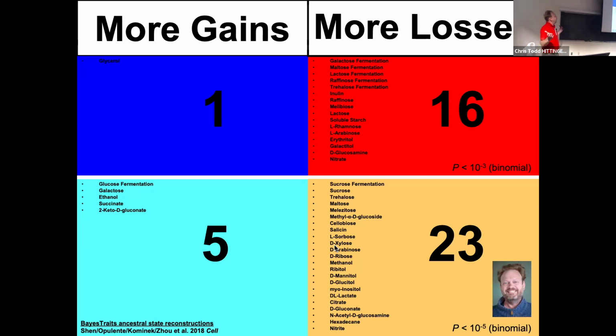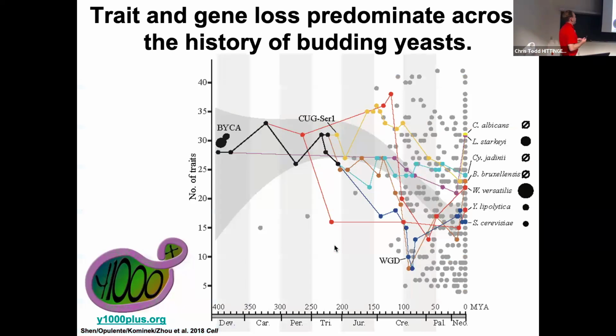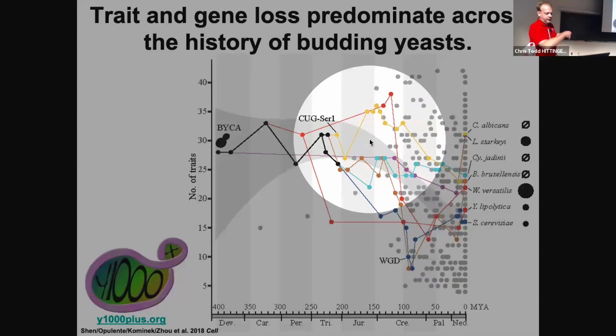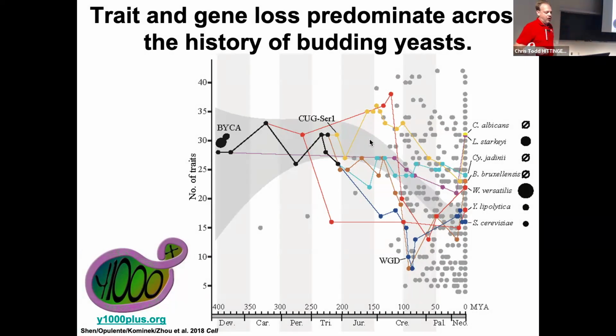Okay, so the other thing we can do, in addition to just simple number keeping, is we can actually march back through time and look at the trend. And so here we're plotting in the center the average number of carbon utilization traits that a budding yeast can use, starting with the budding yeast common ancestor at the very beginning. And what we can see is that at least starting 200 million years ago, we see this strong downward trend. And so there's this general trend that budding yeasts are losing traits over time.